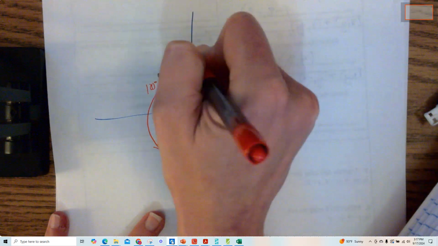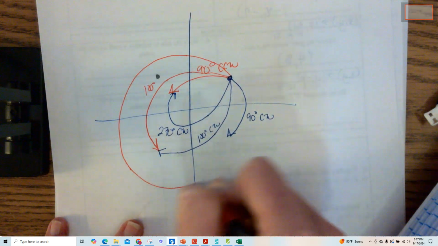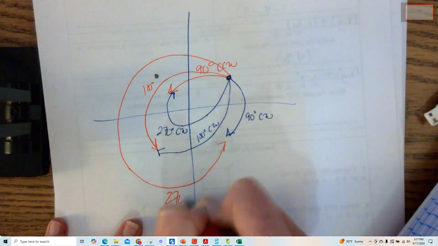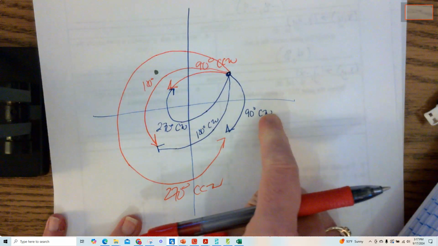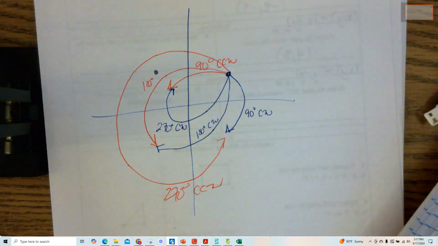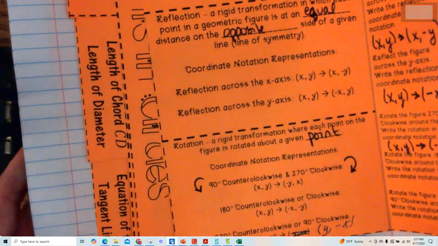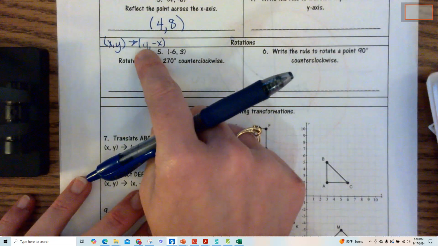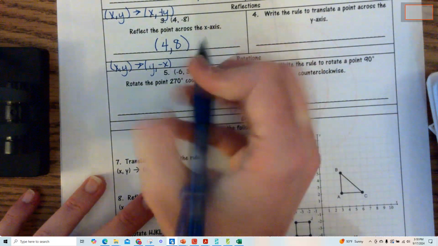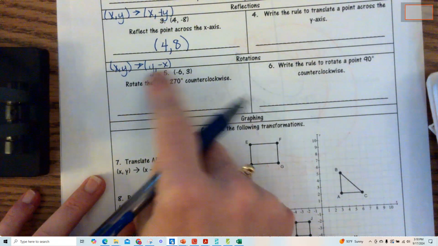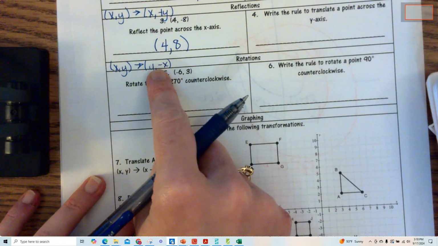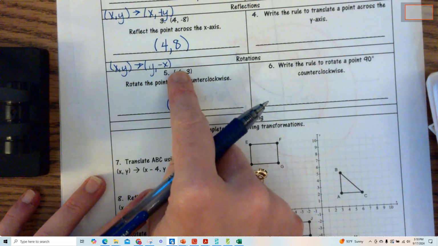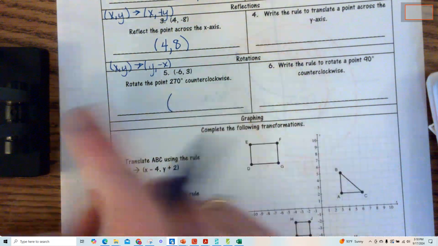And then 270, 1, 2, 3. I end up in the same spot as a 90 degrees clockwise. So there's 3 rules we have to know. If you have your notes, then you'll always know them because you can use your notes on stuff. Okay? All right, so here's how this rule works. Here's the rule. Okay? See how the X and Y have switched places? You're going to do the same thing. You're going to take the ordered pair and reverse it.